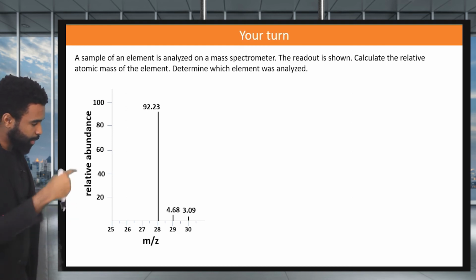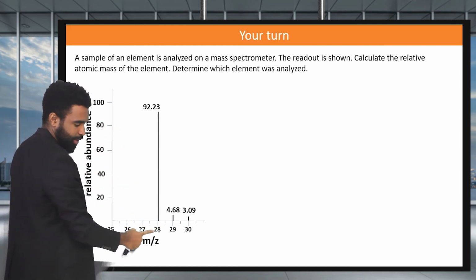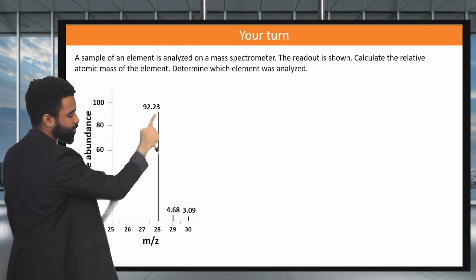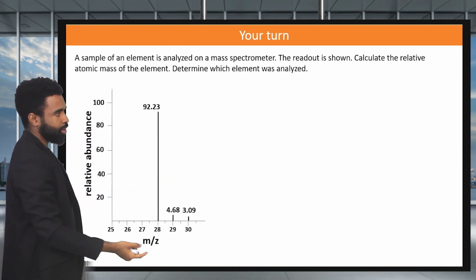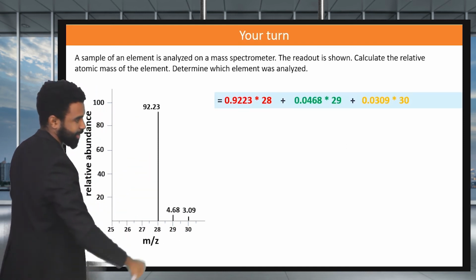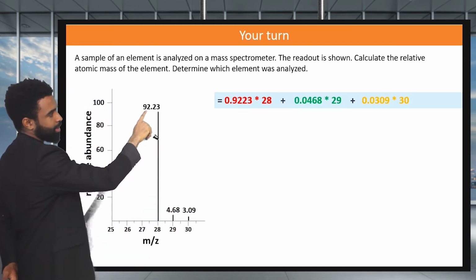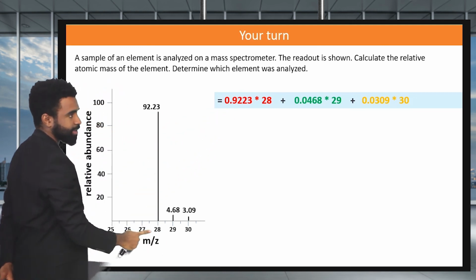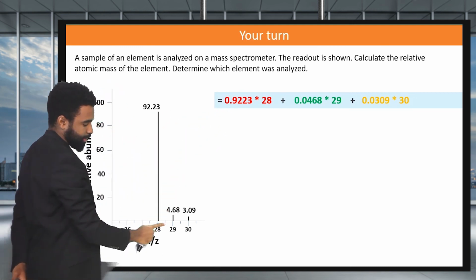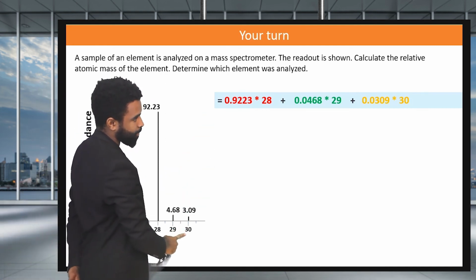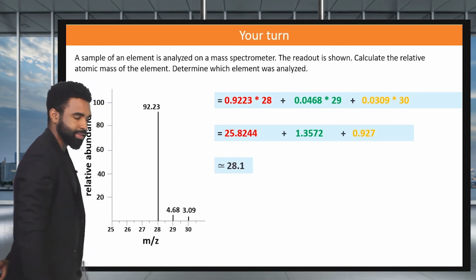So here we have 3 different isotopes. 28, something 28, we don't know the atom, 29, and 30, and we have the percentage abundances. So what do we do? We take each of these percentage abundances, multiply them by their respective mass numbers, right? So here we have 92.23% as a decimal times 28, and then that one as a decimal times 29, the next one as a decimal times 30. And we just do the math and we get a final answer of 28.1.